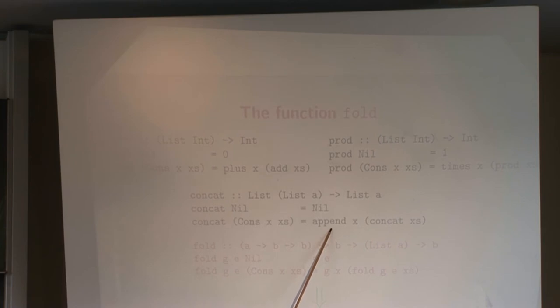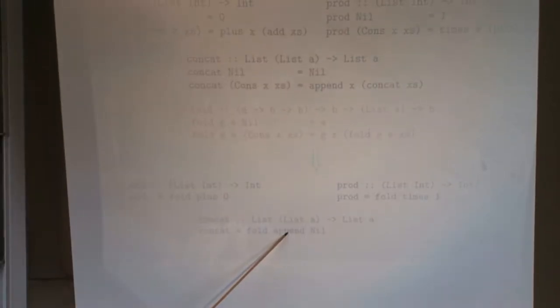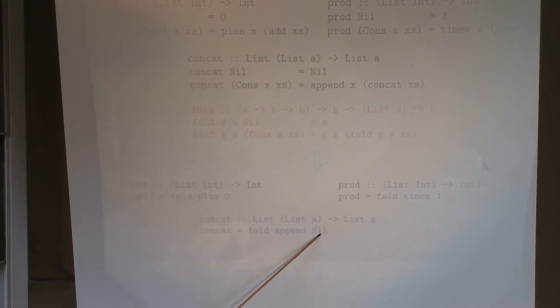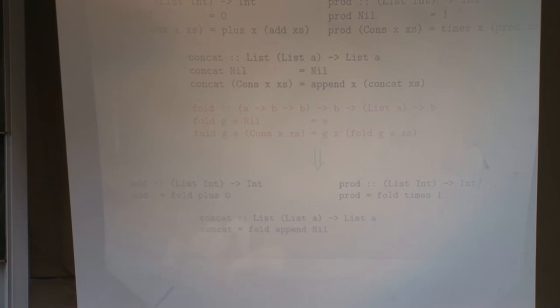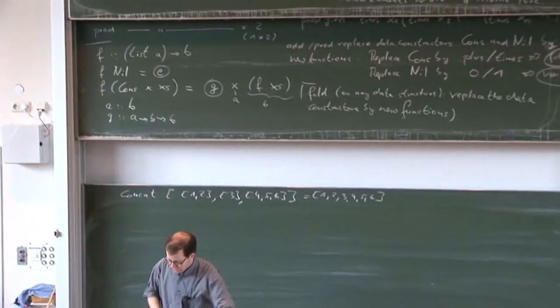And now, if you look at this closely, you see what happens. The constructor nil is replaced by nil, and the constructor cons is replaced by append. And that's it. That's all that concat does. So you can also define concat in a much shorter way. You can say concat is the function which replaces cons by append and nil by nil. So by using this fold declaration, you can write it down in one single line. And although concat really seems to do something which is rather different from add or prod, you can see it follows the same recursion structure, and therefore we can implement it with the same function fold.